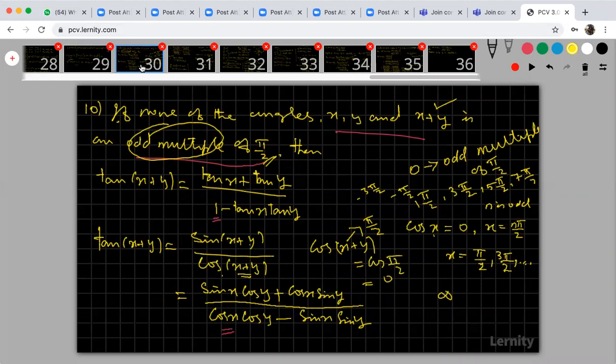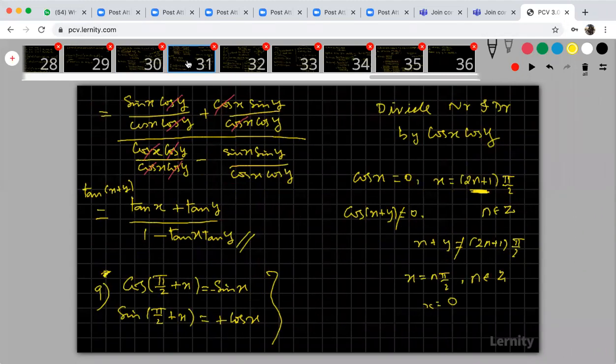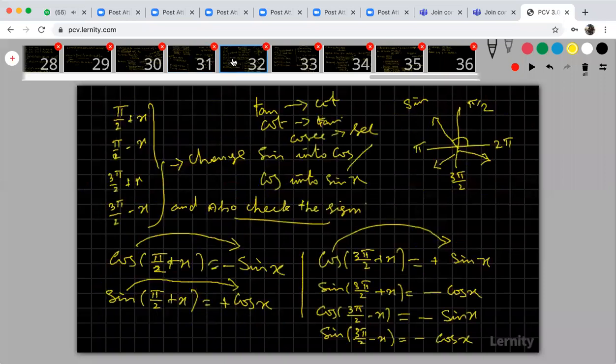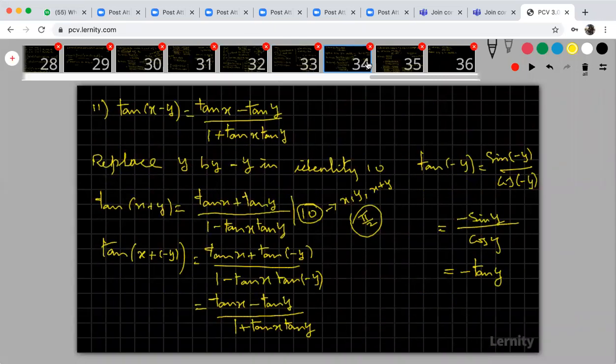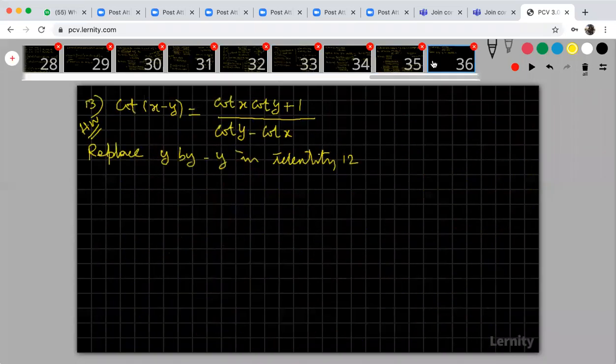This is our 10th property, the 10th identity. Some of the students asked about the 9th identity. That's why I'm teaching the 9th again. This is our 11th. This is our 12th. This is our 13th.